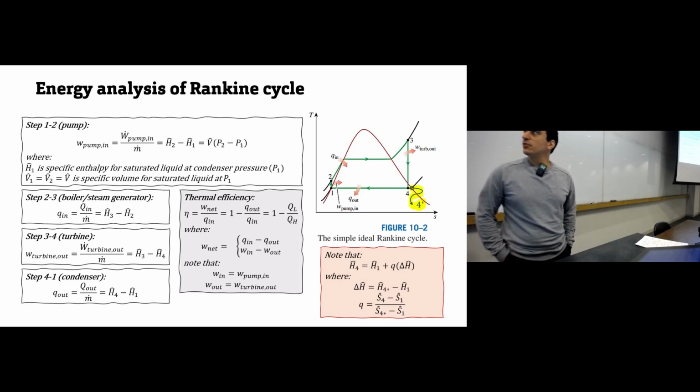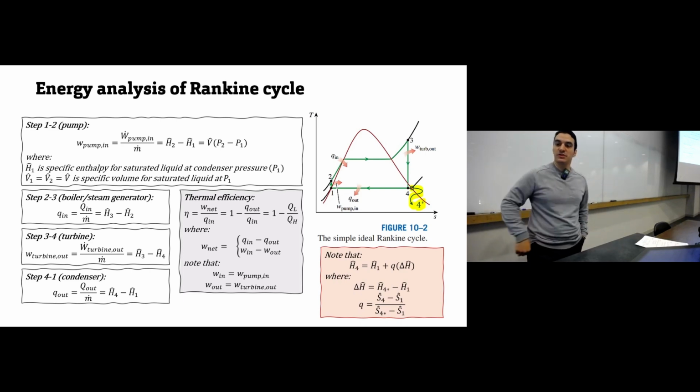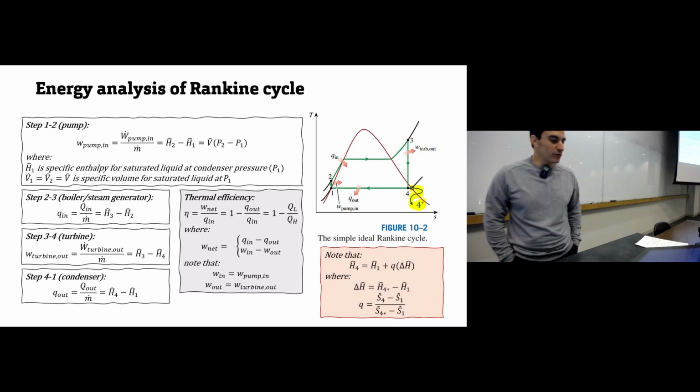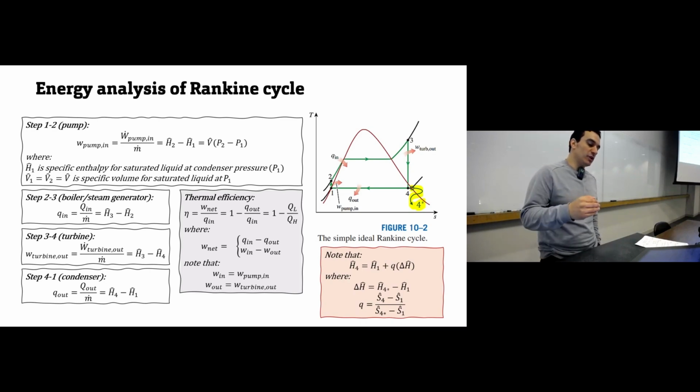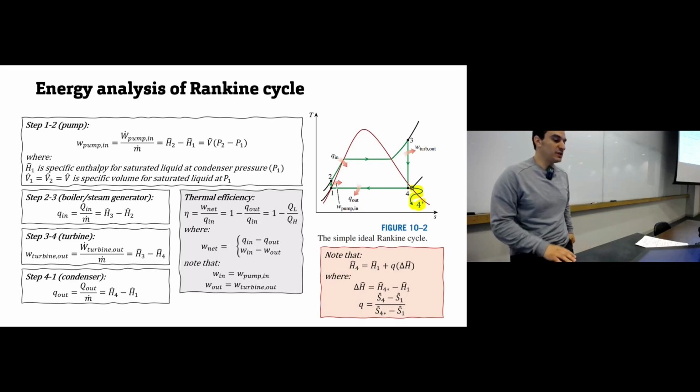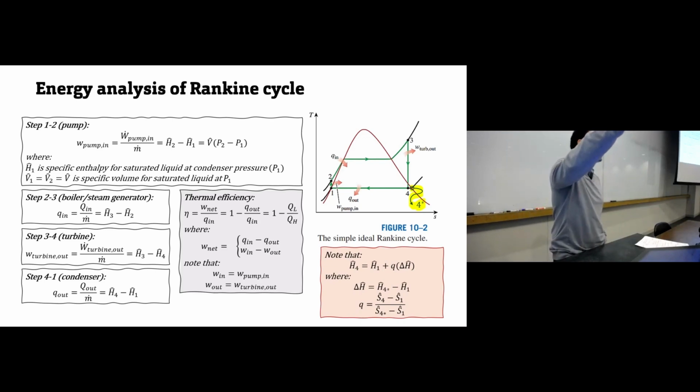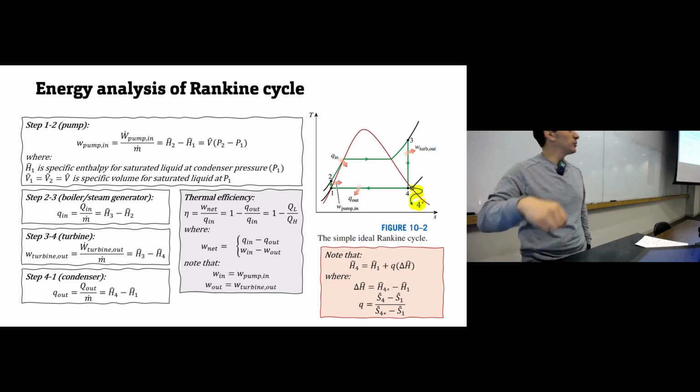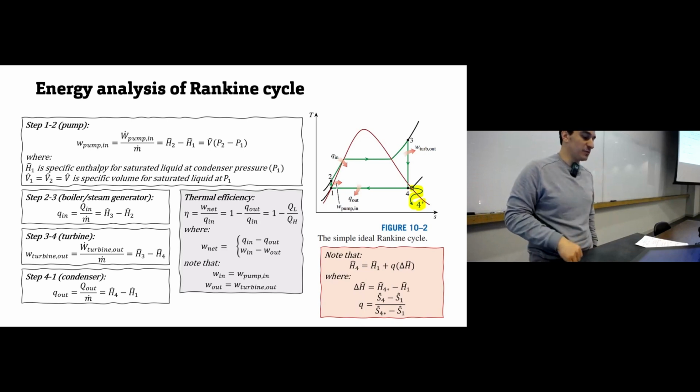So we explained the slide before, so we said this will be the TS diagram for the Rankine cycle, and then we need to analyze each step. So we have step 1, 2, which is the pump. We have an equation that we can use. The inlet work to this pump is the enthalpy at point 2, which is pump outlet, minus enthalpy at point 1, which is pump inlet, equal to specific volume times outlet pressure minus inlet pressure.